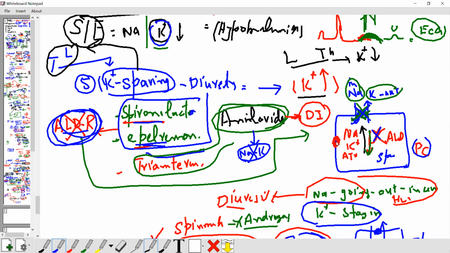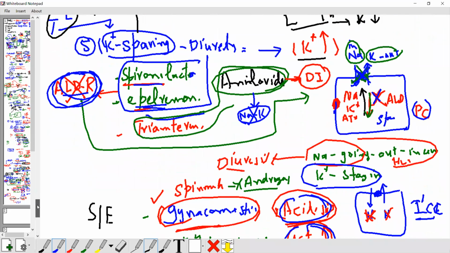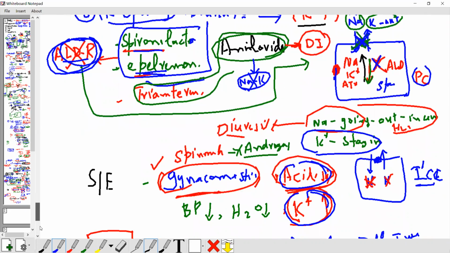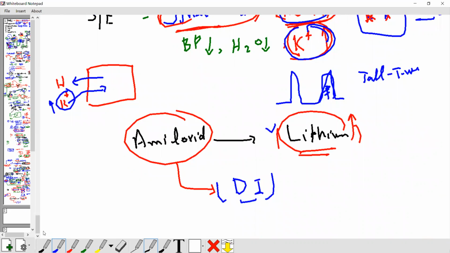If you block the pump, then this counter transport mechanism also automatically works very slowly. If you directly block this counter transport mechanism, that is another way to stop it. Clear? There are two ways to save the potassium here. So these four drugs are known as the potassium sparing diuretics. That is all about diuretics.